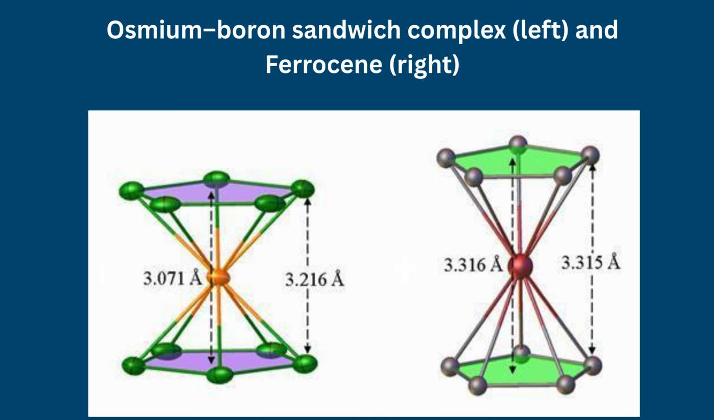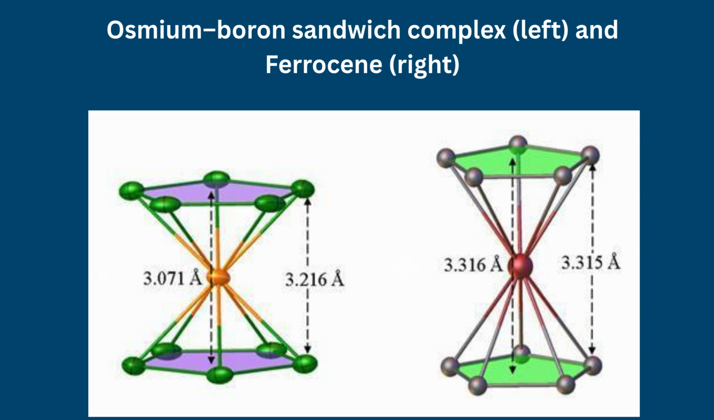Structural characterization. Single crystal X-ray diffraction analysis revealed several key structural features. The two boron rings adopt a staggered, rotationally offset conformation, in contrast to the eclipsed geometry typically observed in ferrocene. The inter-ring distance is notably short, 3.071 angstroms, indicating strong metal-ligand interactions.